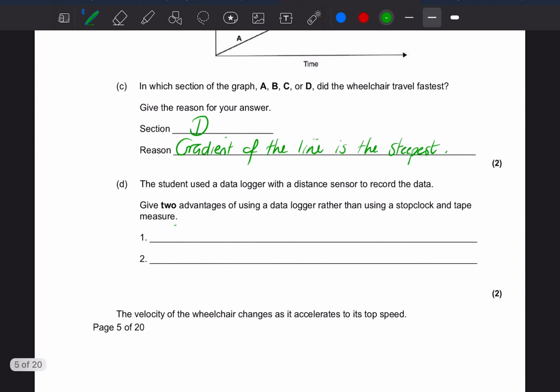The student used a data logger with a distance sensor to record the data. Give 2 advantages of using a data logger rather than a stop clock and a tape measure. So we can think about this experiment you might have done, the one where you've got a trolley in a car and you put the trolley on a ramp like this. So here's your ramp, and you put your trolley down your ramp, and you can look at how the height of the ramp affects the acceleration of the trolley.